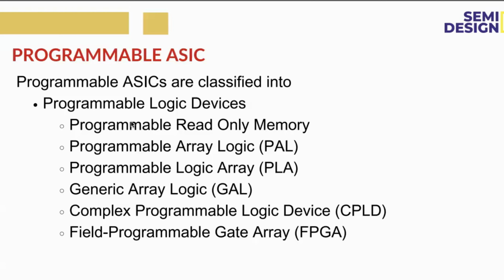And what are the different classifications? Programmable read-only memory. The next ones are programmable array logic and programmable logic array. Only small differences are there between these: how we connect the fixed and how we connect the programmable part. Programmable read-only memory is nothing but one memory chip where we can write the data only once. Once data is written on PROM, it remains forever, so that is called one-time programmable memory.